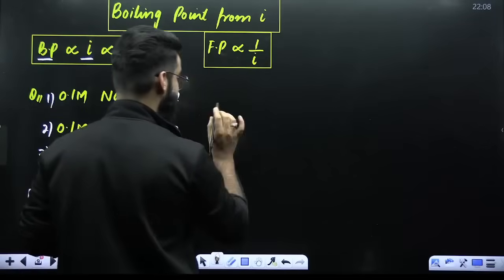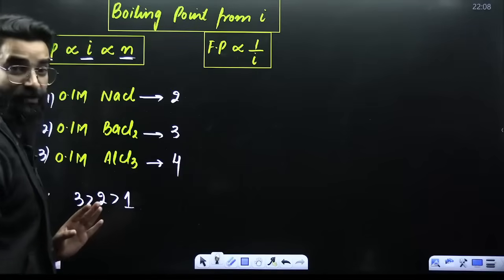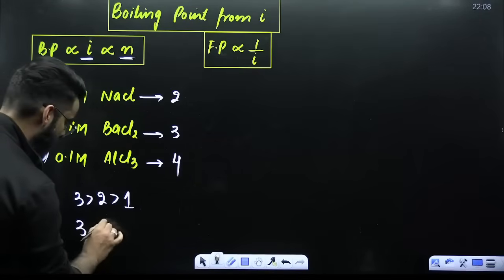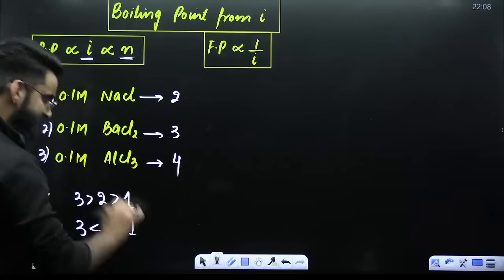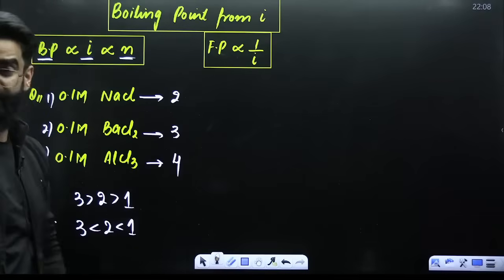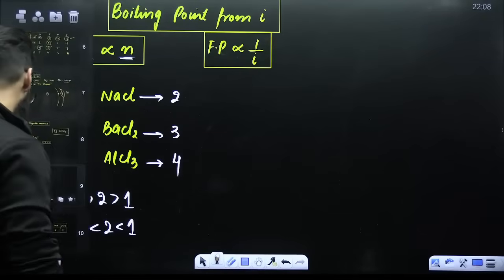The freezing point of the solution is inversely proportional to the Van 't Hoff factor. So my dear students, if I ask you what would be the freezing point order, it is going to be the reverse of it. So the more ions produced, the lesser is going to be the freezing point. So remember this particular question as well.